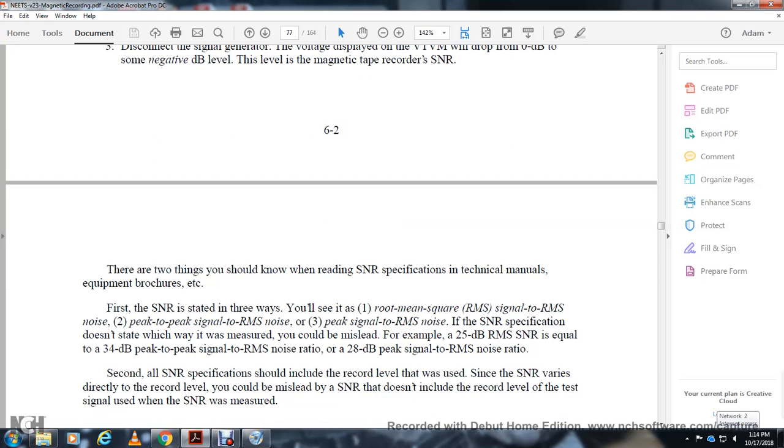There are two things you should know about the signal noise ratio specification within the brochure. First, signal noise ratio can be stated three ways: root mean square signal to root mean square noise, peak to peak signal to root mean square noise, and peak signal to root mean square noise. The specification often does not say which measure is used, which could be misleading. For example, 25 decibels root mean square signal noise ratio is equal to 34 decibels peak to peak signal to root mean square noise ratio, or 28 decibels peak signal to root mean square noise ratio.